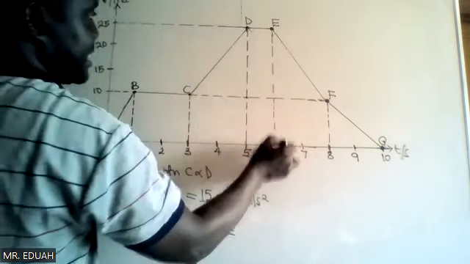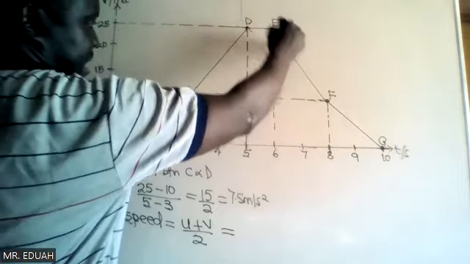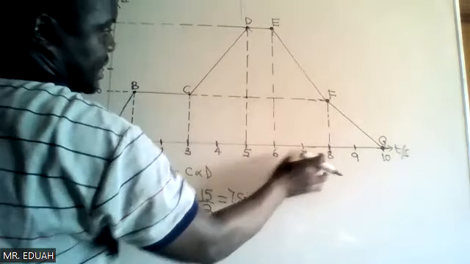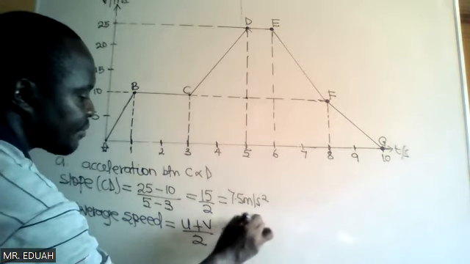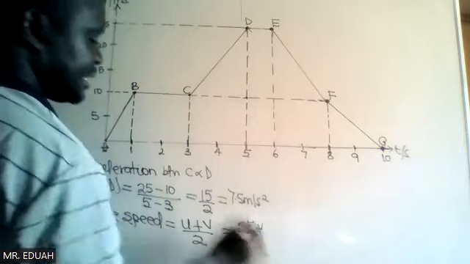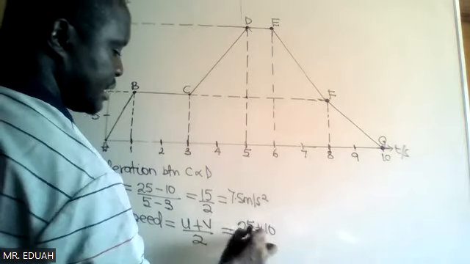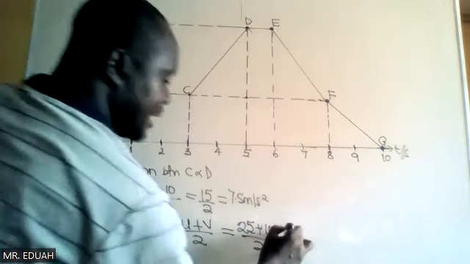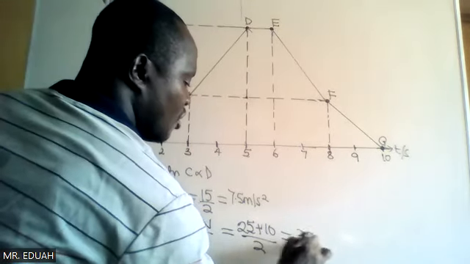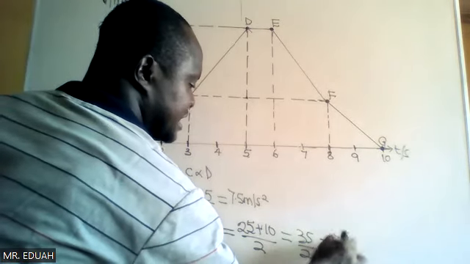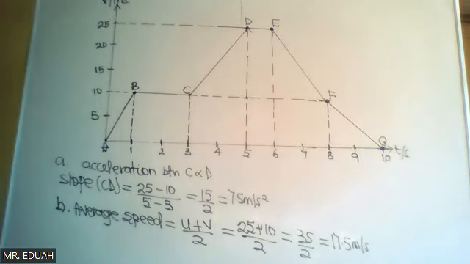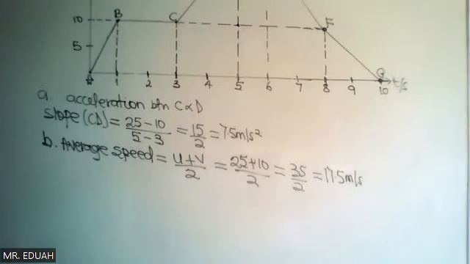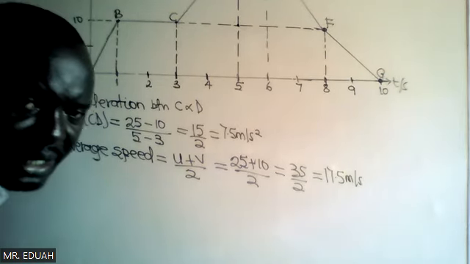So what is the starting initial speed here? The body is decelerating uniformly between 6 and 8. So initial speed 25, then final speed 10, divided by 2. So we have 35 on 2, which is 17.5 meters per second. One way of determining this. Another way of determining average speed. Yeah, Juliana.